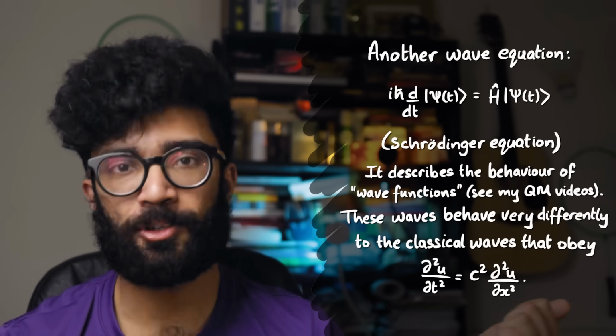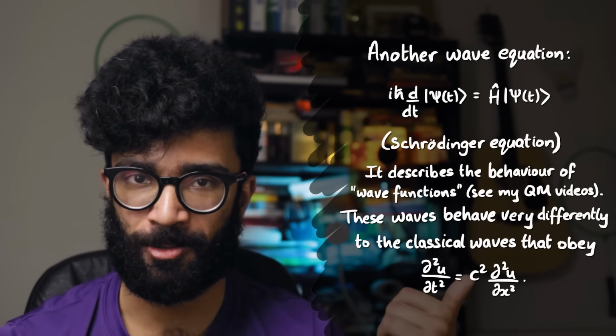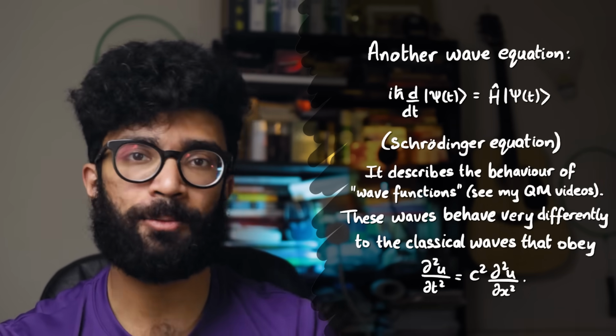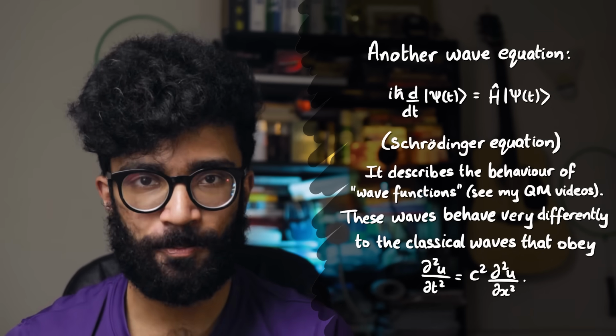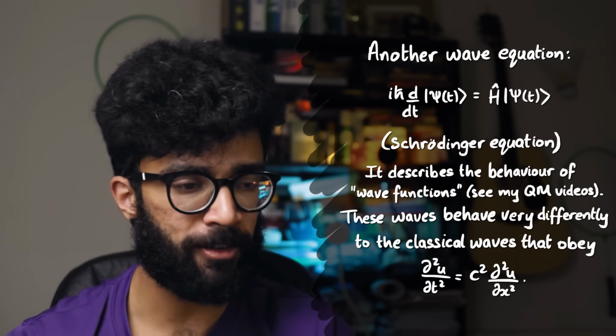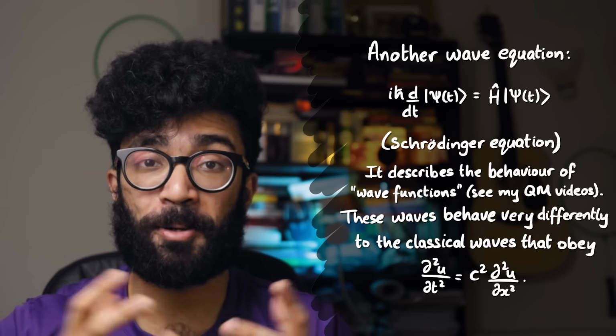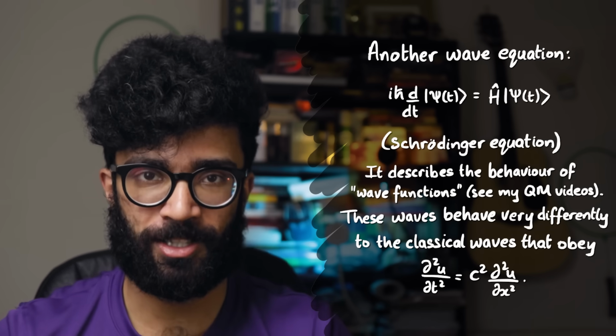An example of a different wave equation is actually the Schrodinger equation. The Schrodinger equation describes how the wave function of a quantum system behaves over time and space, and like I said, that's a wave equation with very, very different qualities. So this is my brief description of what the classical wave equation is about.